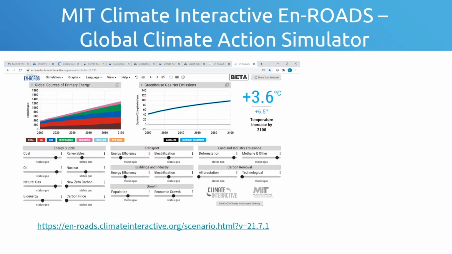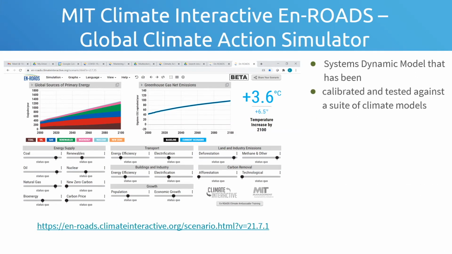You know, I listened to an interview of Representative Curtis the other day when he was talking about the Conservative Climate Caucus, and he mentioned how he wished he had some data that could inform his decisions about the best way to reduce emissions. And in thinking about that, I cannot think of a better way to do that than looking at MIT's Global Climate Action Simulator called En-ROADS. It's really a macroeconomic model, what they call a systems dynamic model that has been extensively tested and calibrated against a whole suite of other climate models. So it's very reliable.